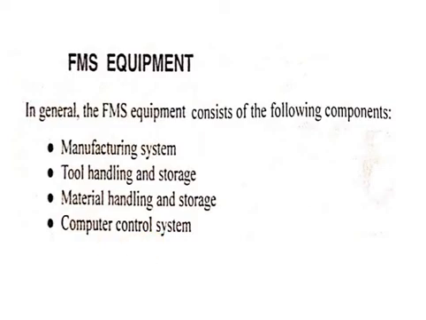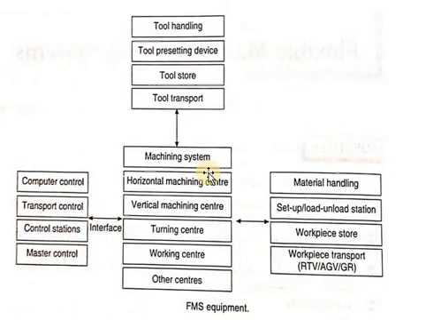If you look at the FMS equipment figure, you can see the tool handling, tool presenting device, tool store, tool transport or machining system. And this is horizontal machining center, vertical machining center, turning center, working center, and other centers. This is what a computer machining operates. See, this is the material handling, that is set up or load, unload stations, work is stored or work is transported. And this is the control of the flexible manufacturing system. This includes computer control, transport control, and control station, and even the master control is also here.